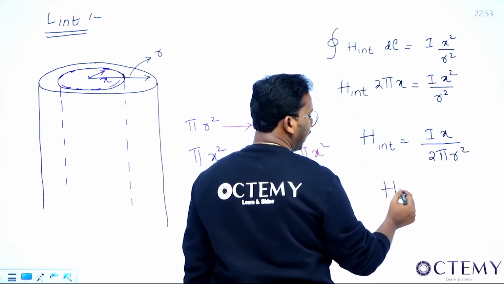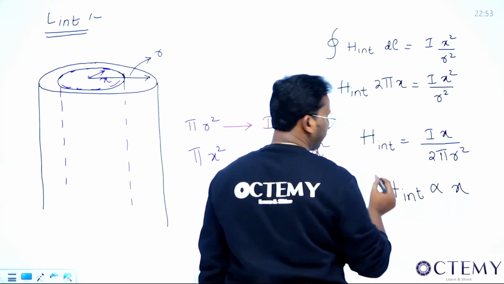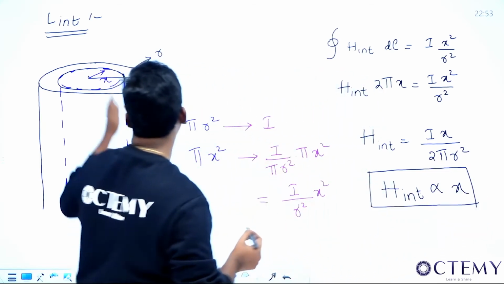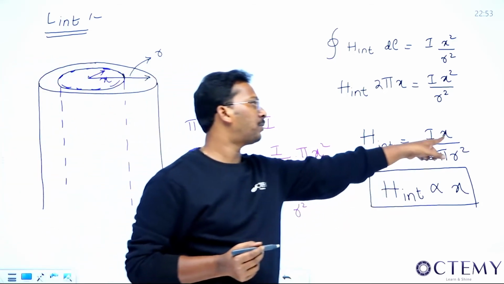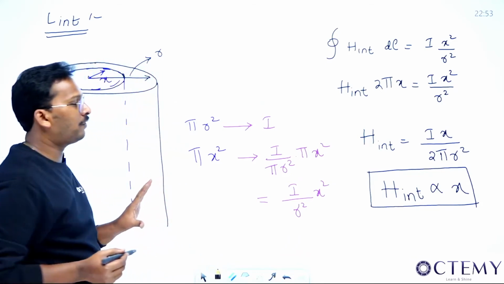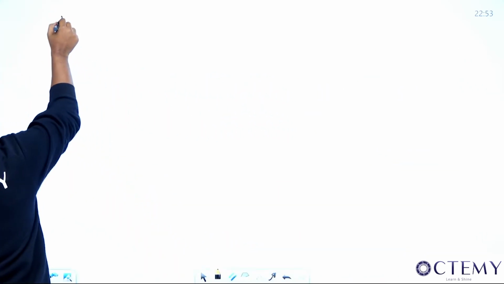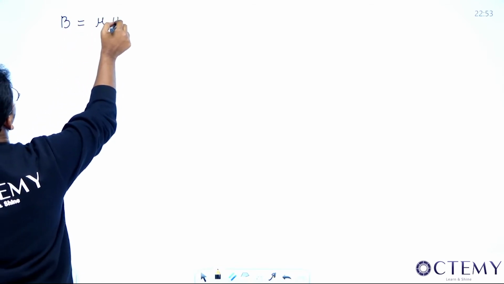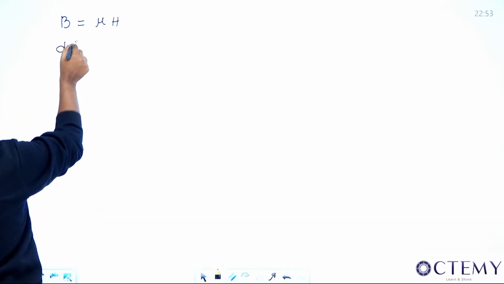Observation from here is H internal is directly proportional to x. That means what? As you move from the center of the core to the surface of the conductor, the field intensity increases, right? Because it is directly proportional to x. Now we have achieved our first goal, that is finding H. Now we have to find B, sir. So see how we'll find B. If the H is constant, then B will also be constant, but it will be mu times H, right? Now say I want to find flux linkage. For that I have to find flux.